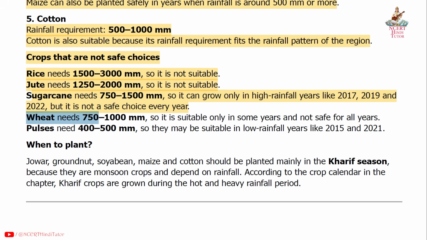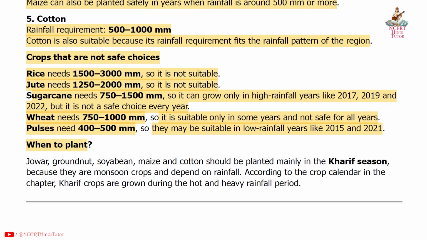Wheat needs 750 to 1000 mm, so it is suitable only in some years and not safe for all years. Pulses need 400 to 500 mm, so they may be suitable in low rainfall years like 2015 and 2021.